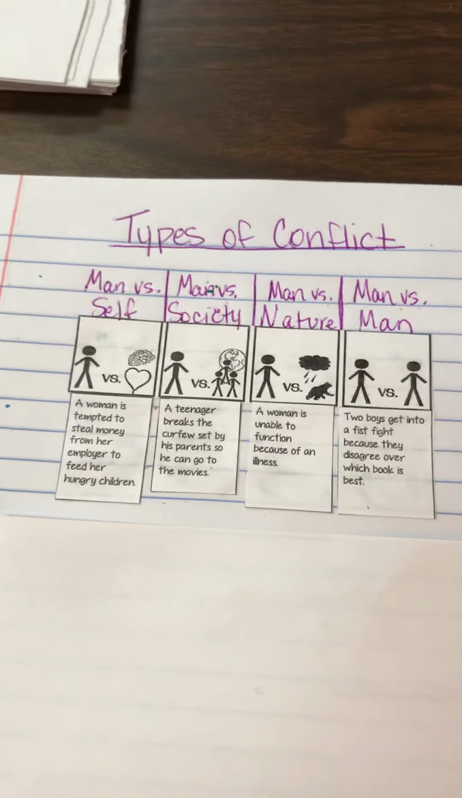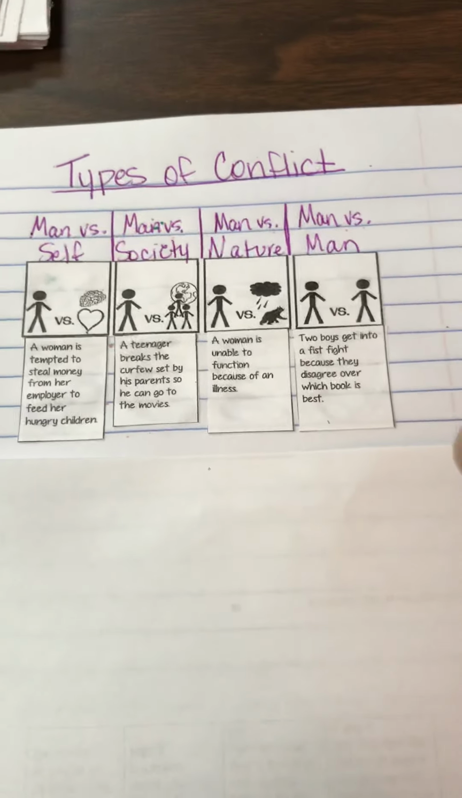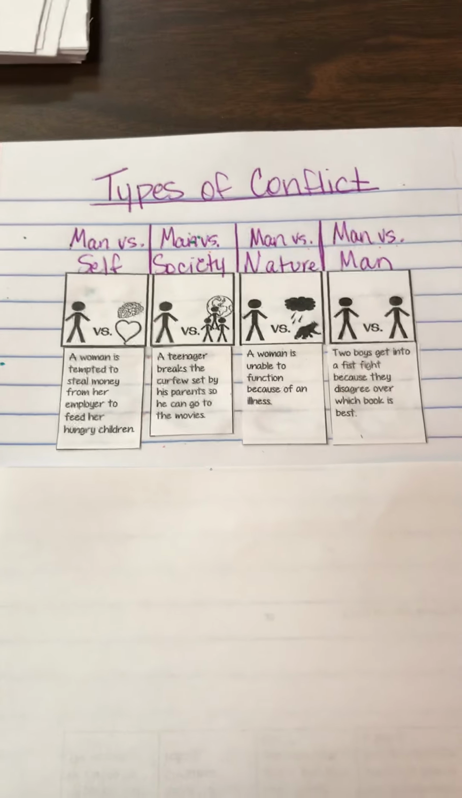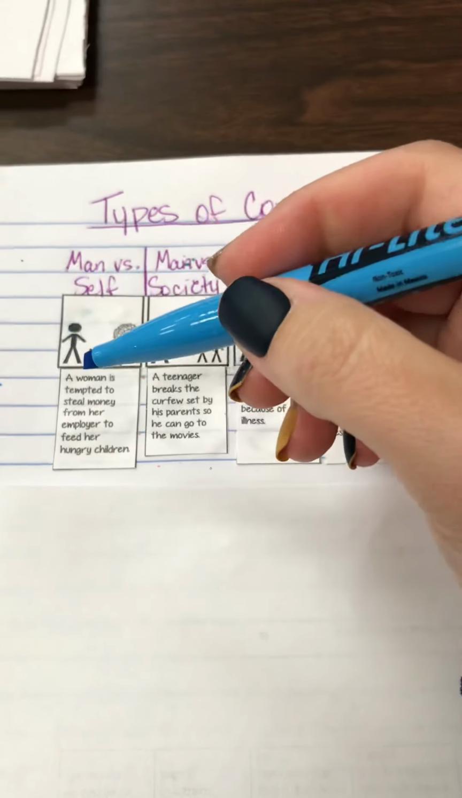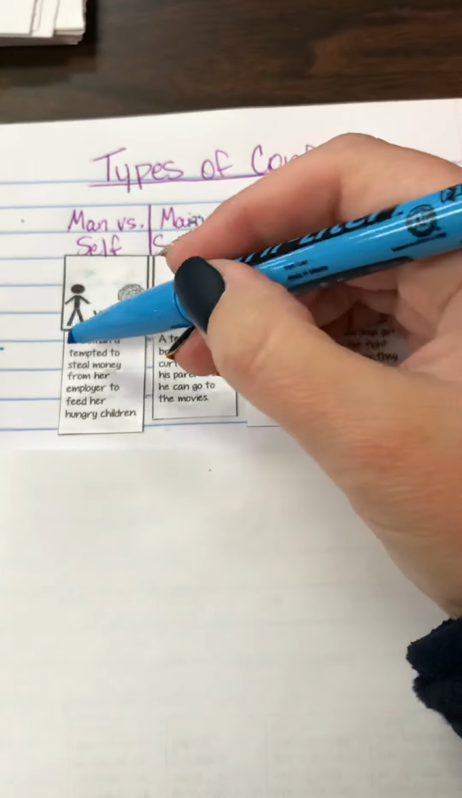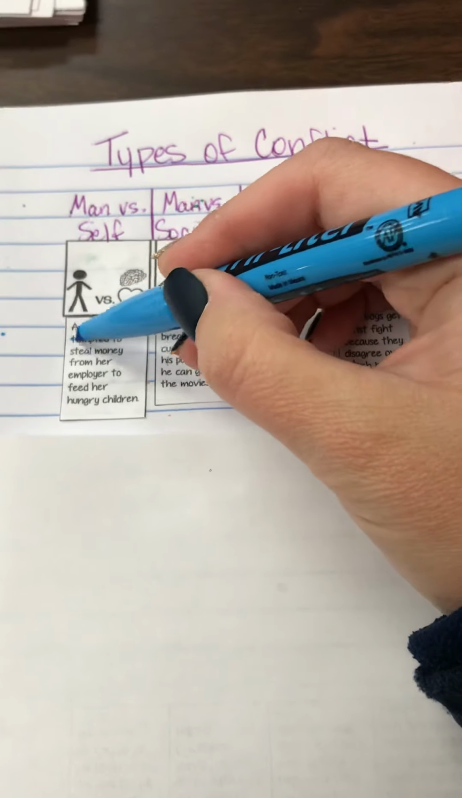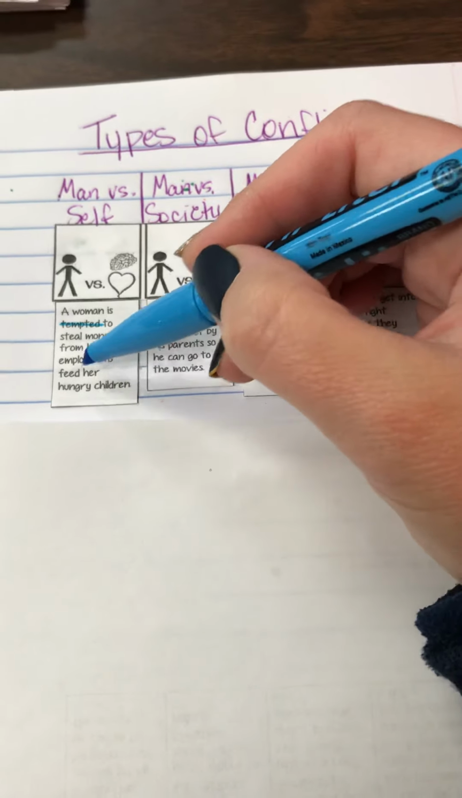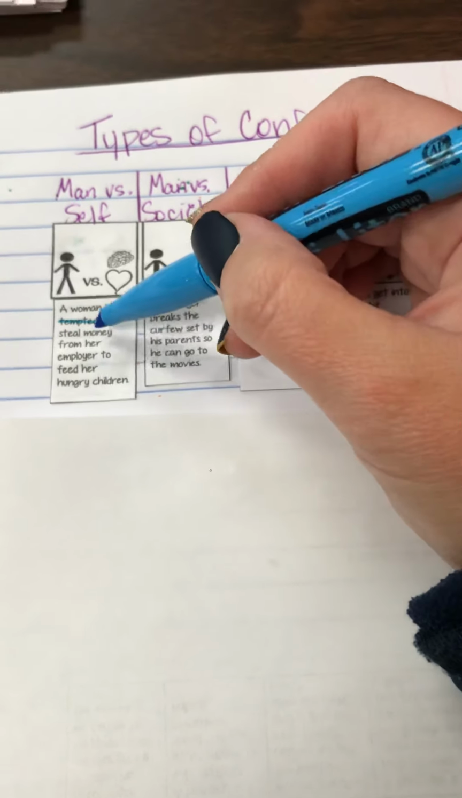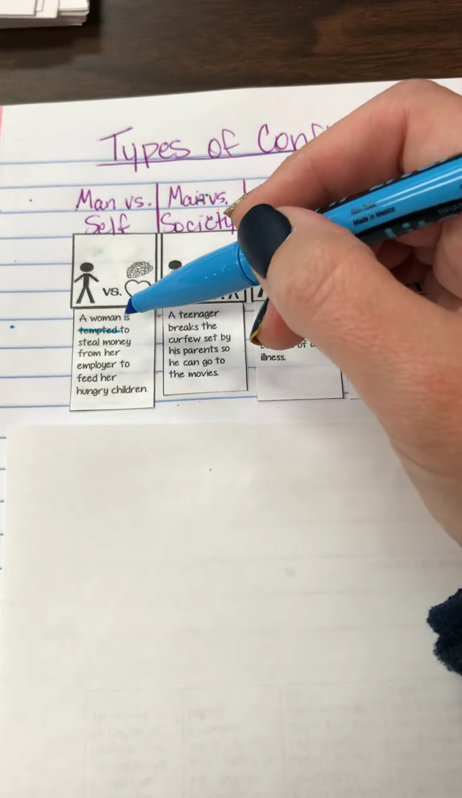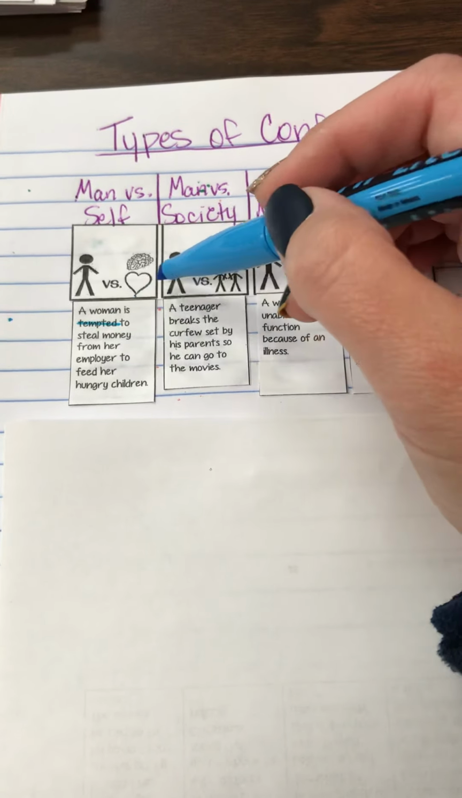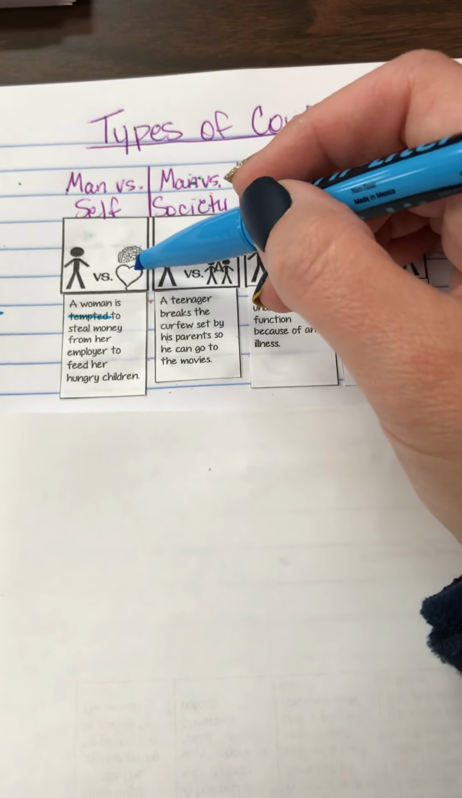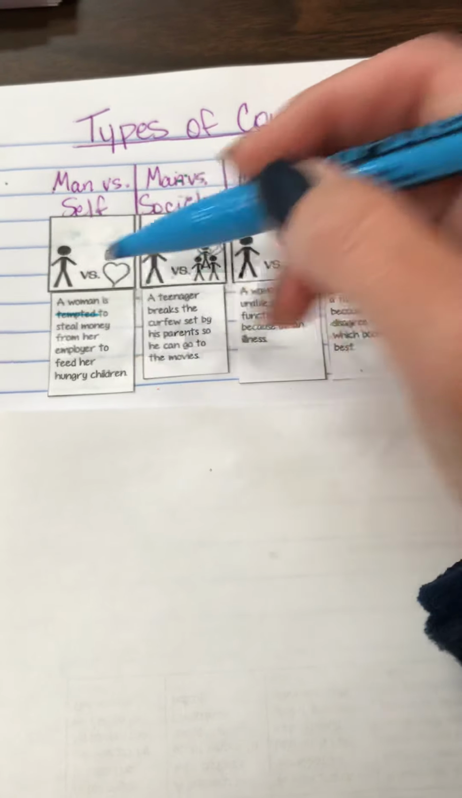So if you look at this first one, it's talking about man versus self. Well, when you've got man versus self, this is going to be an internal struggle, and that typically has to do with emotions. And it said a woman is tempted, right here, tempted, to steal money from her employer to feed her hungry children. That word tempted is what lets you know this is an internal struggle. That's a feelings right there, heart. So man versus self, tempted.